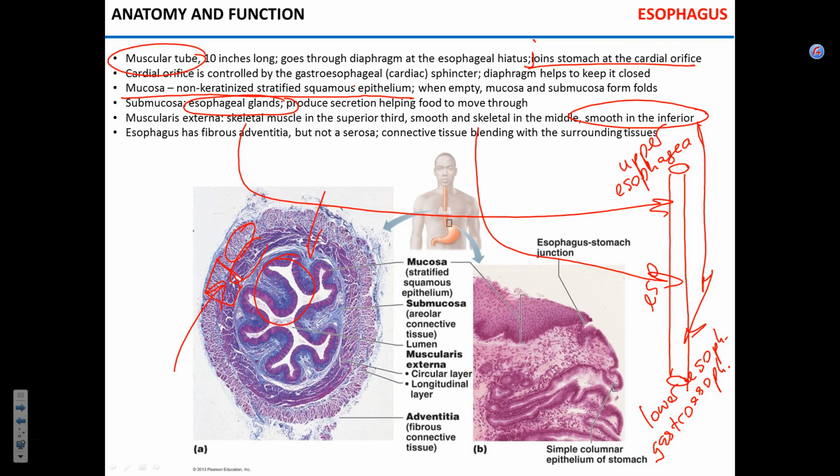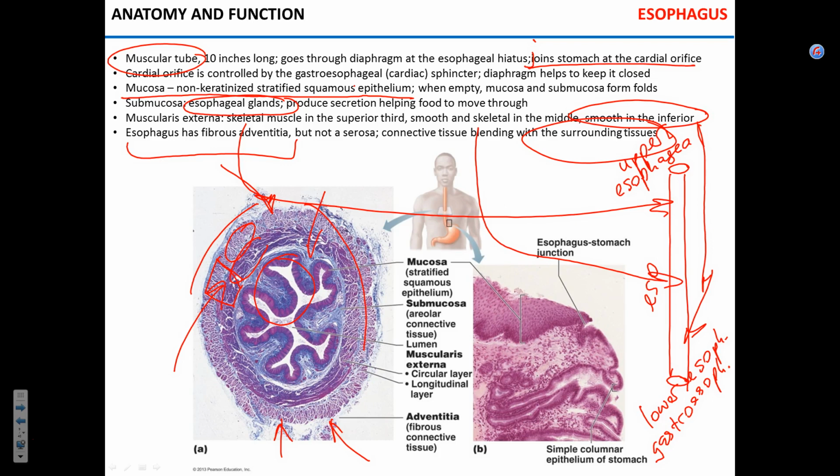Does that make sense? So far, you can see mucosa, submucosa, muscularis externa. The only real difference is the adventitia. This fibrous layer, here you can see the adventitia in that micrograph. This fibrous layer, the adventitia, attaches the esophagus to the surrounding tissues, basically hanging it up in your thoracic cavity. So far, are we clear?